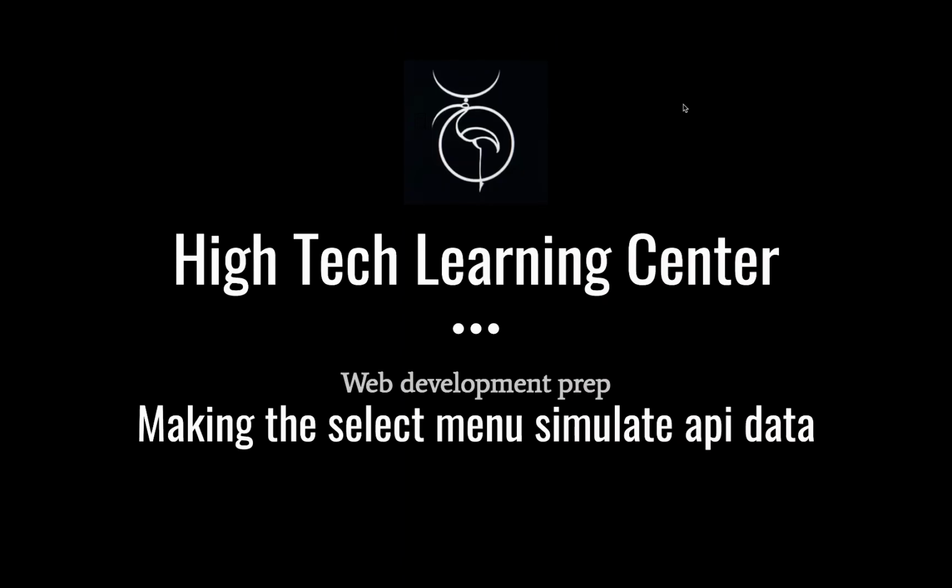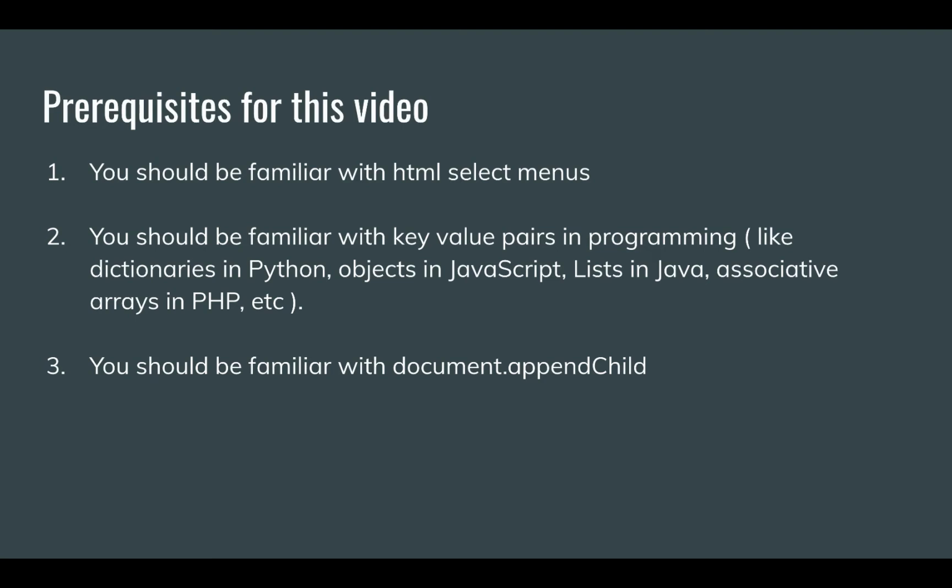In this video, we're going to make the select menu simulate API data. So it's going to look a little closer to what the data looks like that you would be retrieving from the backend in a full stack web application. The prerequisites for this video: you should already know about select menus in HTML.